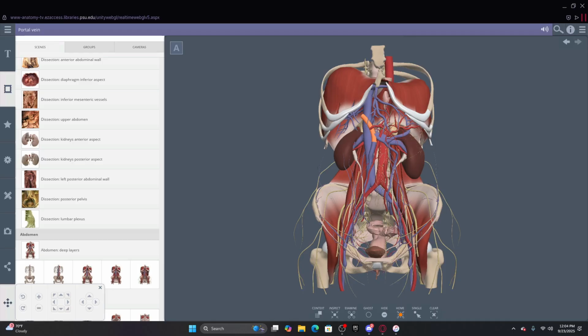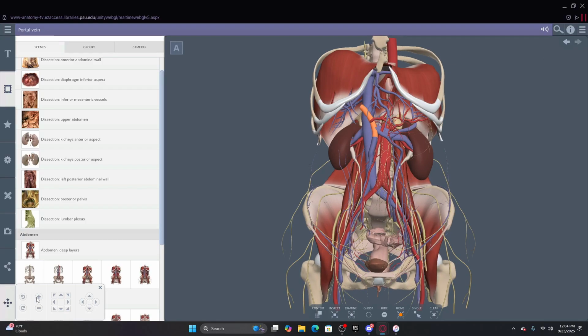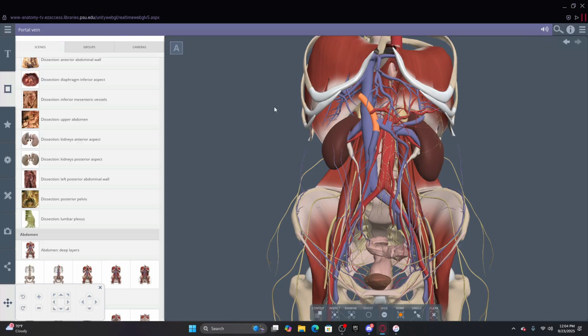As you can see with this 3D rendering, it looks a little bit complicated, but we're going to go one by one through it. Make sure you guys can see and understand the different structures for this week's review. So let me just zoom in a little bit. Okay, so the first thing we're starting off with is the aorta.